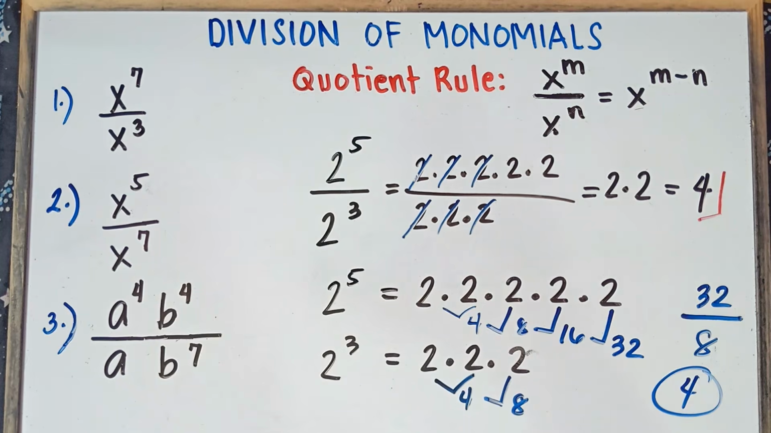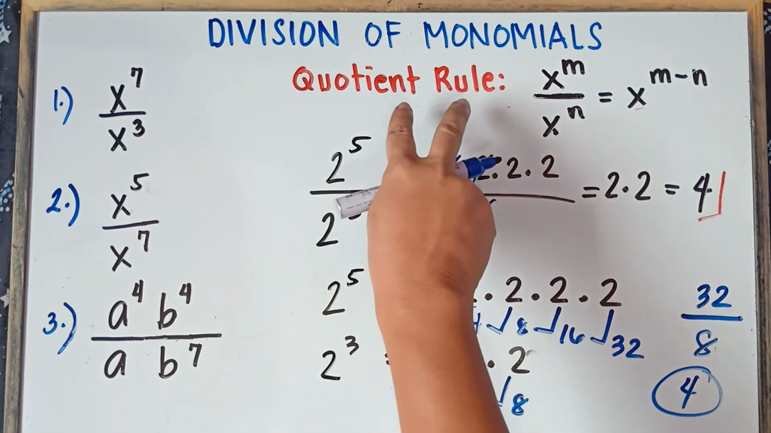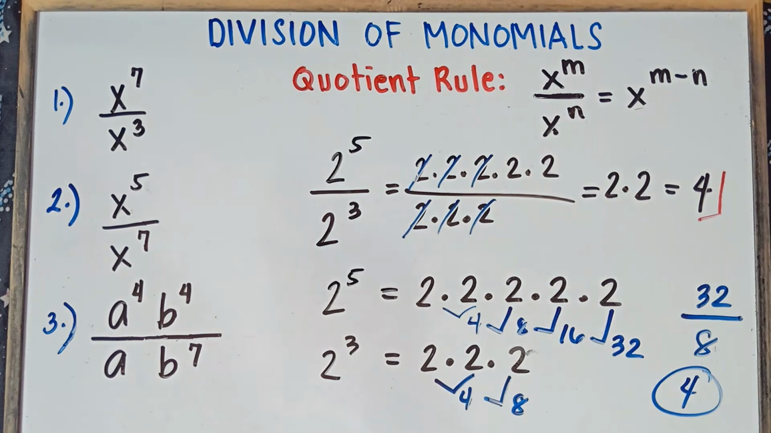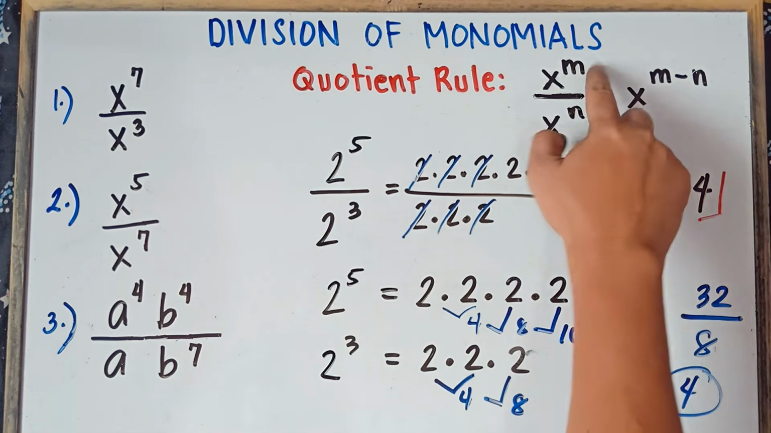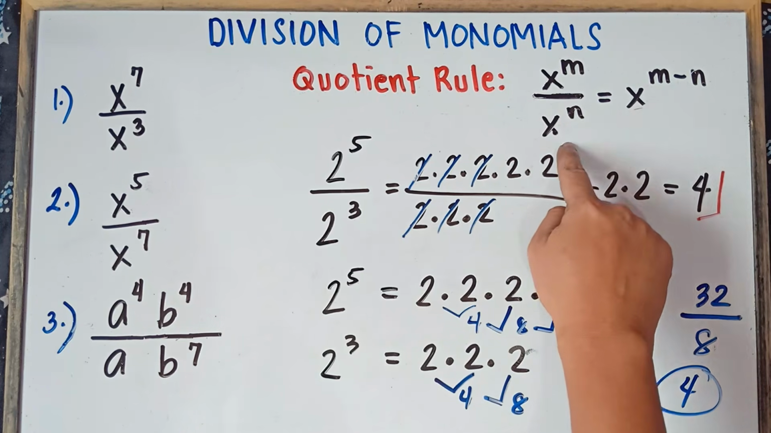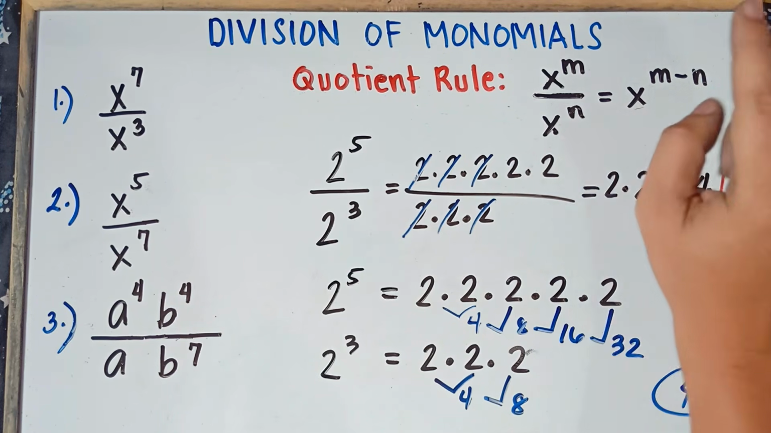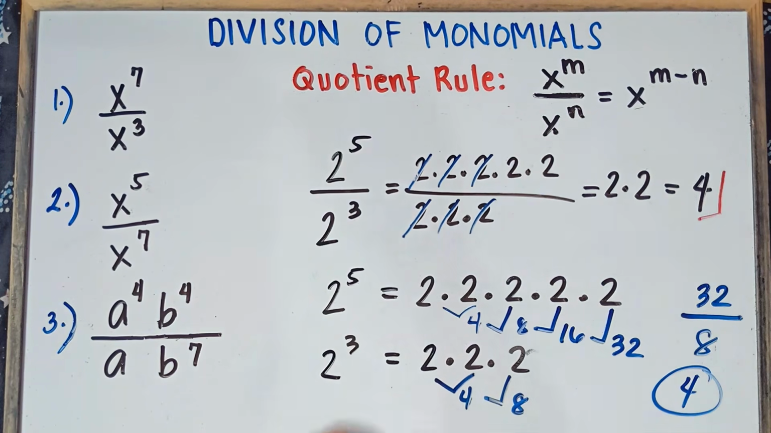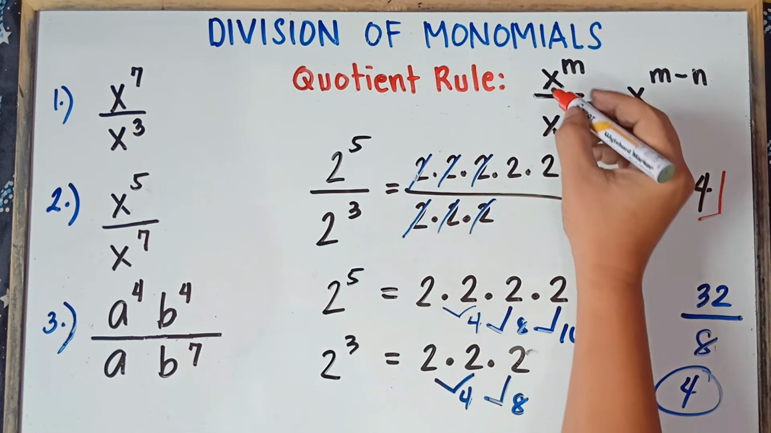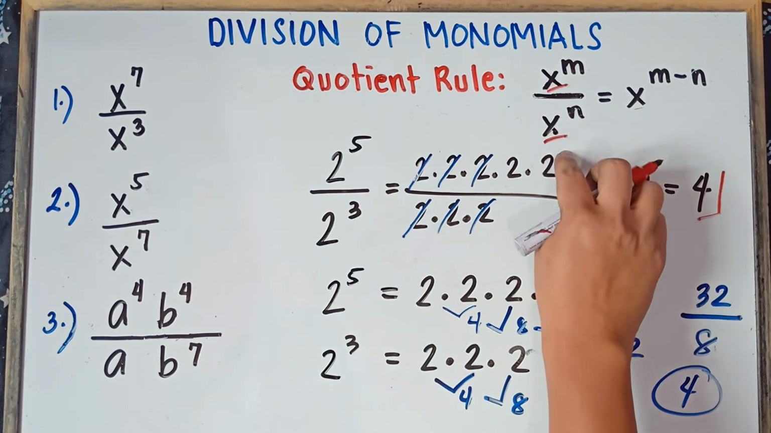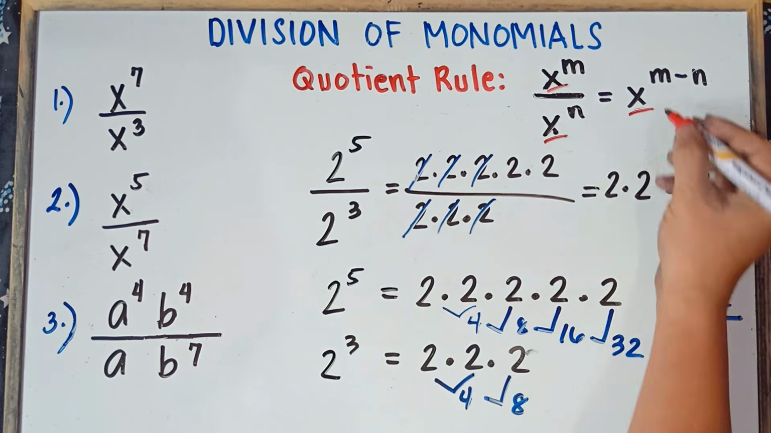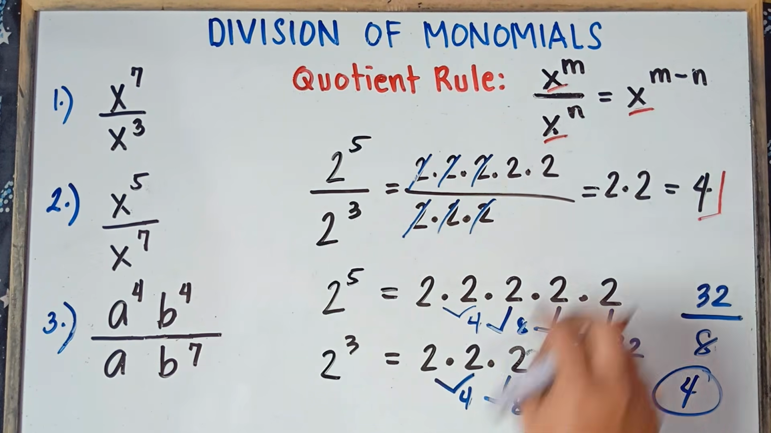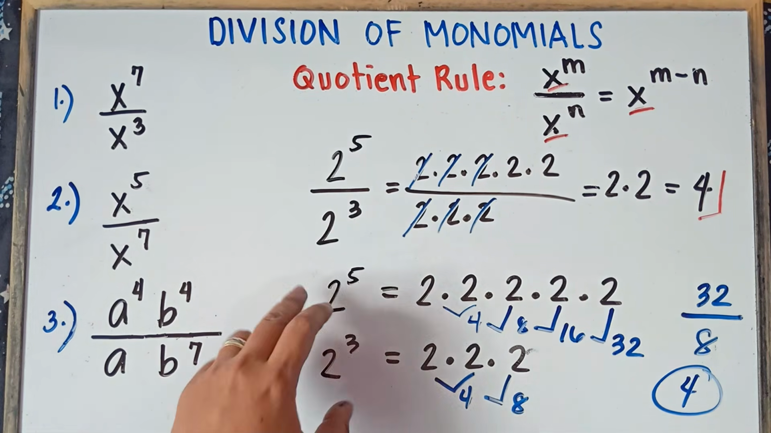But actually, class, there is a shortcut rule in dividing monomials, and we'll be applying the quotient rule. The quotient rule says that x raised to the power of m divided by x raised to the power of n is equal to x raised to the power of m minus n. The rule there, class, if they have the same base, simply copy the base and simply subtract the exponent. Let's apply the quotient rule with this one.